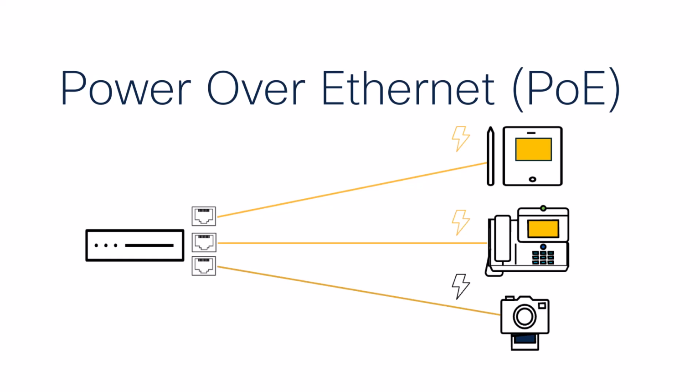In this video, we will use debug to show the negotiation process between a powered device, PD, and the switch. A Cat6 Ethernet cable and a Cisco IP phone model 8945 will be used.